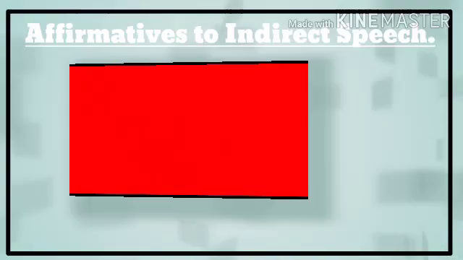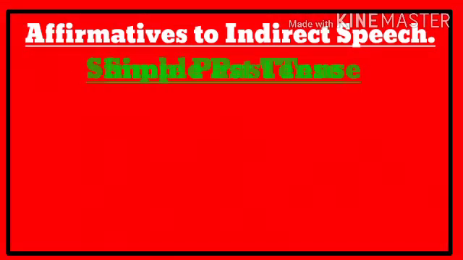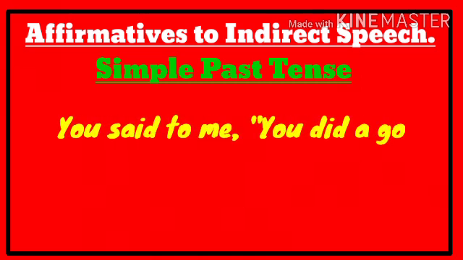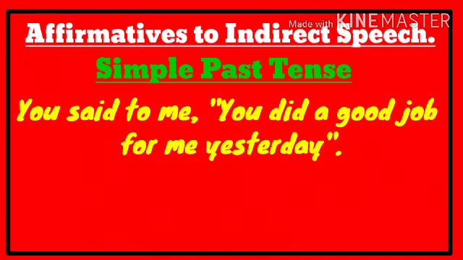Now let's see how to convert a sentence in simple past tense to indirect speech. Remember the simple past tense formula: subject plus V2. Past perfect is subject plus had plus V3. See the example. You said to me, "You did a good job for me yesterday."